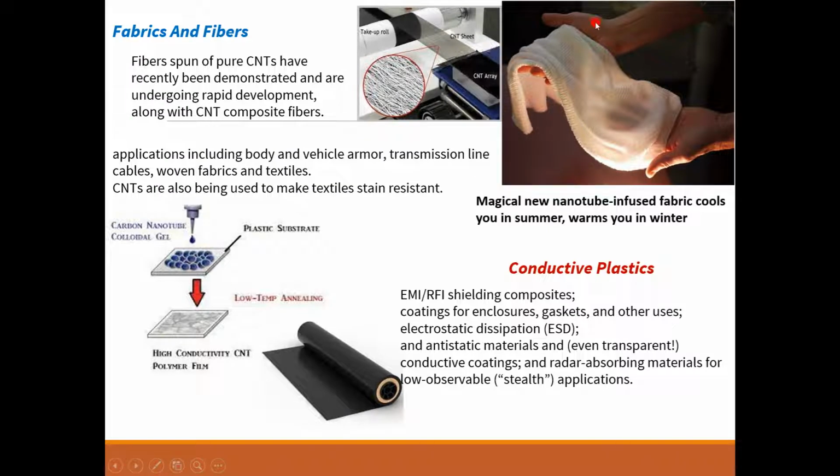Then you have fabrics. This is a recently developed fabric called a magical new nanotube infused fabric, which cools you in summer and warms you in winter. Dual purpose, okay? Cools you in summer and warms you in winter. The same fabric, right? So in this fabric, what is done? The carbon nanotubes are spun into the fabric. So you get a modified fabric. How beautiful. Same thing we can use for preparing vehicle armor, body armor, transmission lines, cables, textile industry.